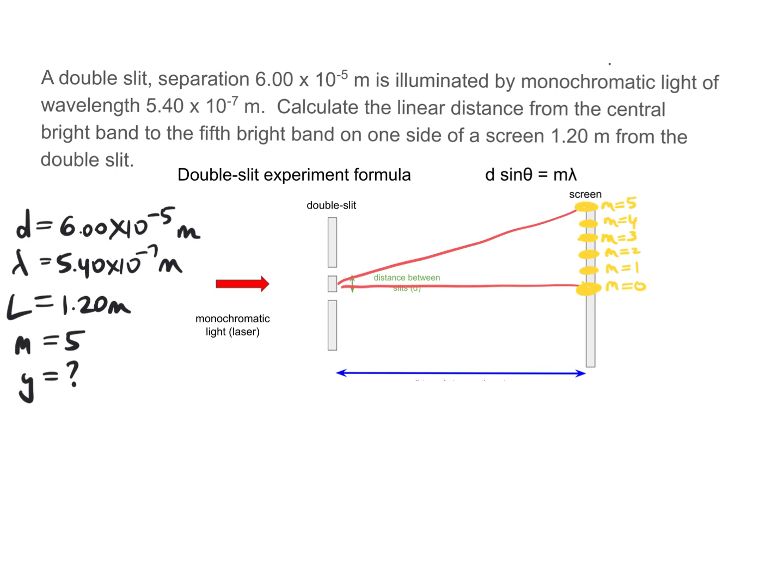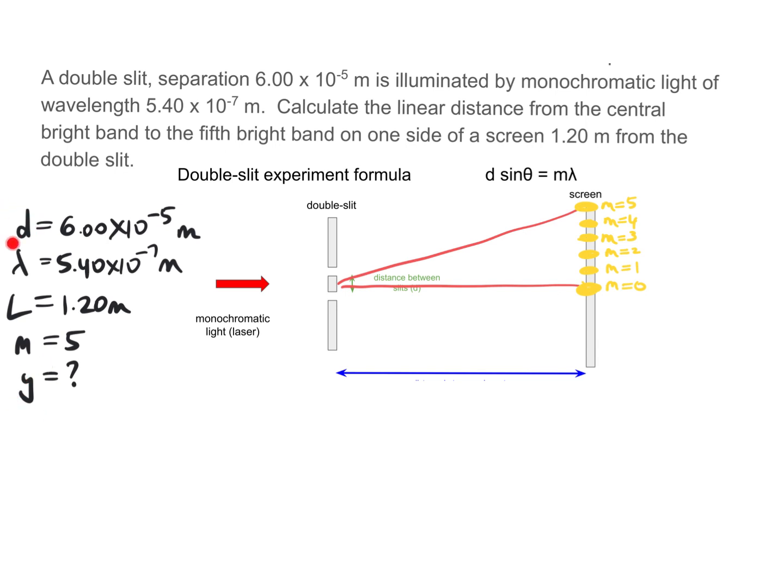So again, sketch the diagram. If this is our central bright band, in this case we're trying to find the linear distance, so the distance from the central bright band up here to the fifth bright band, and the variable we assigned for that distance is y.